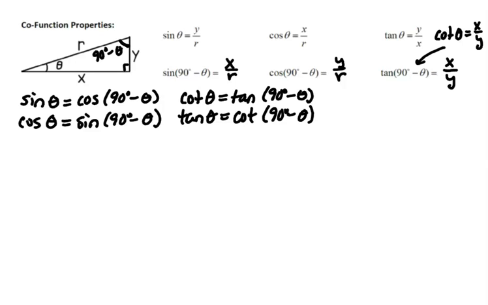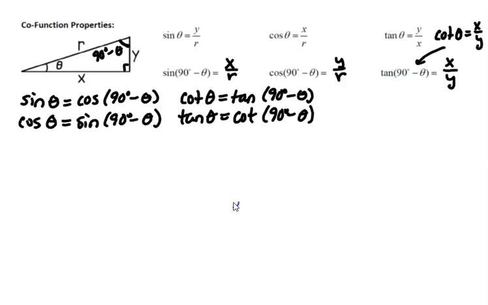Now it turns out there's one more pair of cofunctions, and that's secant and cosecant. So notice we have sine and cosine, tangent and cotangent, and our third one is secant and cosecant. So let's think about secant and cosecant.